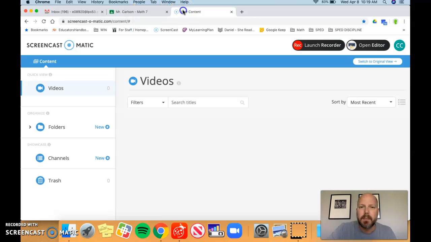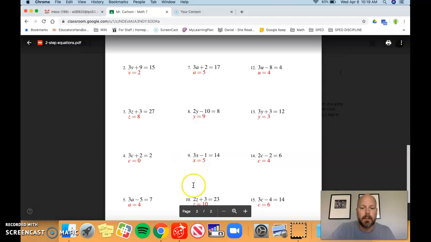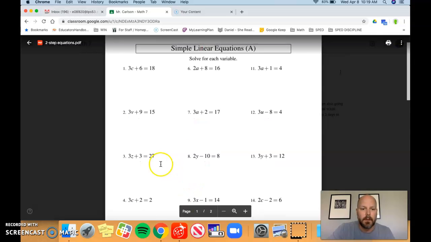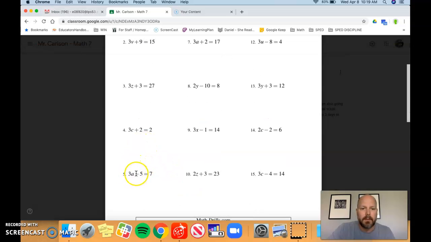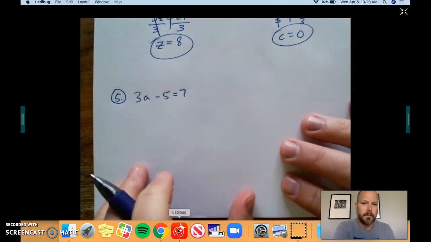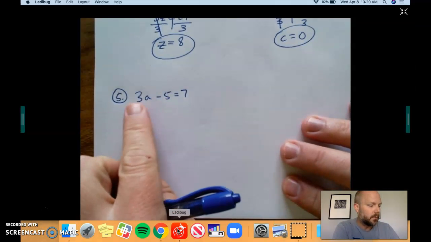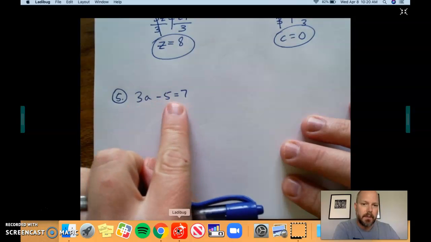All right, 5 is a little different. Okay, so let's look at 5. 5 has a minus 5 now, okay? So the process is the exact same, but we're just going to do the opposite operation of subtraction. Let me show you what I mean. We have 3a minus 5 equals 7, okay? Here we are, 3a, so 3 times a minus 5 equals 7.